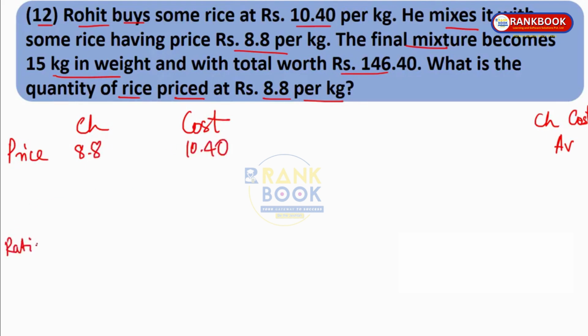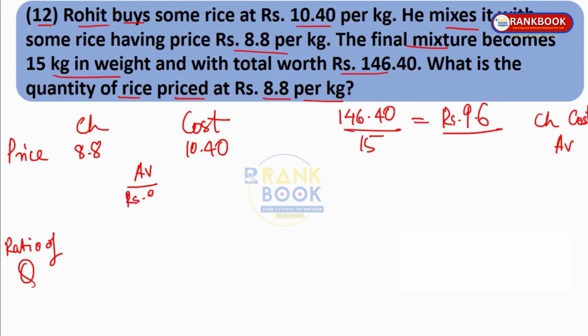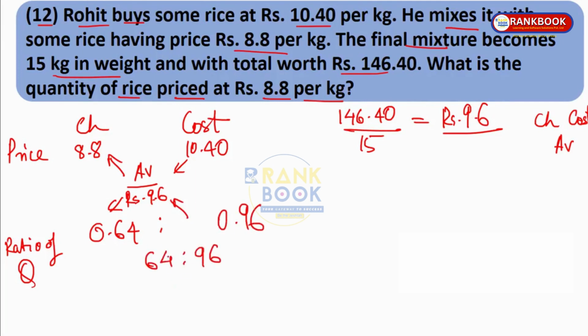Okay, we want the ratio of quantities that would come over here. The average or the mixture price. We do not know the rate, but what do we know? Total price is 146.40, divided by total amount, 15 kg. That would be nothing but rupees 9.6, right? So the rate of the mixture is 9.6. So what do we get over here? 10.40 minus 9.6 is 0.64, okay? And 9.6 minus 8.8 is nothing but 0.96. Ratio is 64:96, so 32 2s are 64, 32 3s are 96. So the ratio of the cheaper rice to the costlier rice is 2:3.